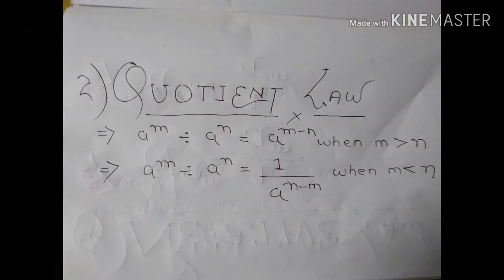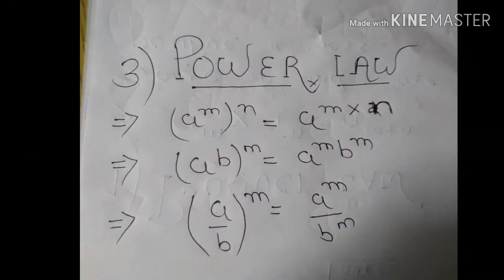For the second, we have a quotient law. If a to the power m is divided by a to the power n, the result will be a to the power m minus n when m is greater than n. If a to the power m is divided by a to the power n, the result will be 1 by a to the power n minus m if n is greater than m. So we have to focus on the power.